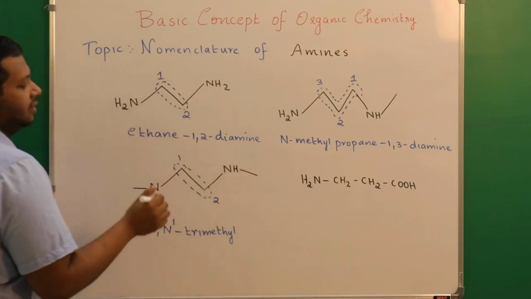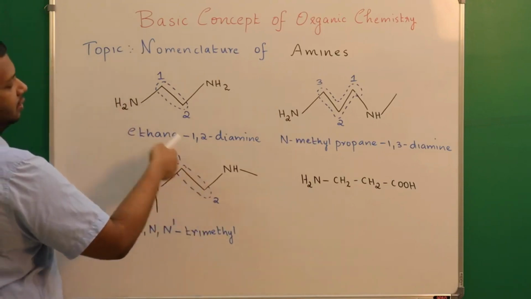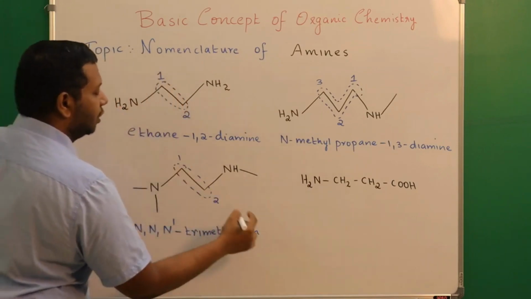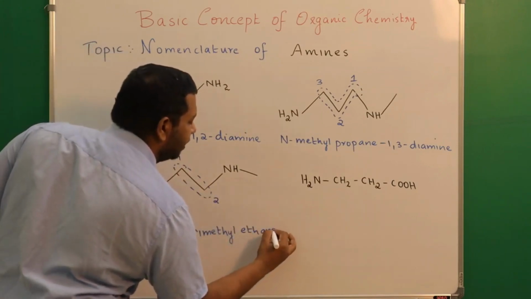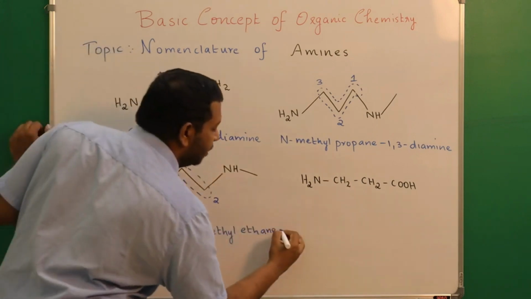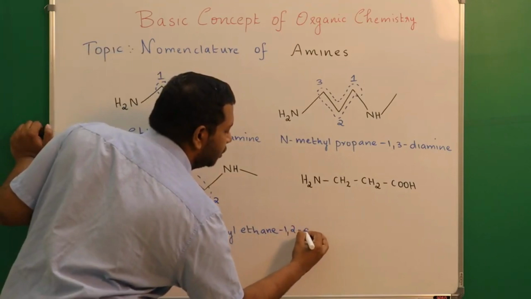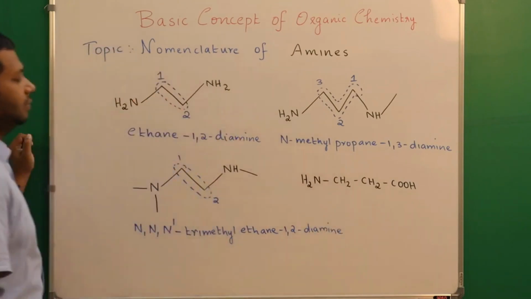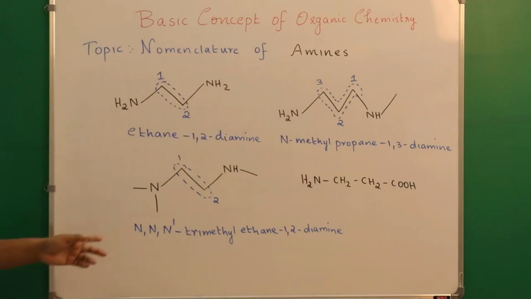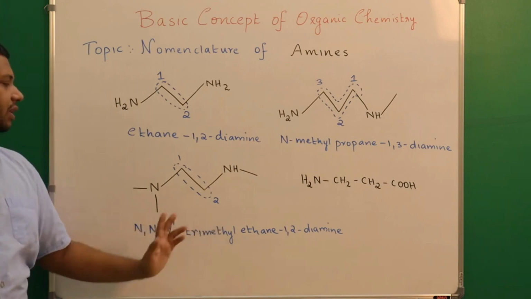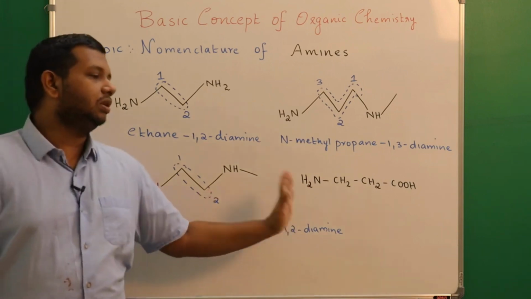Trimethyl. Again the same thing. How many word root? Tell me 2. So I say eth. They are connected through single bond. So we say ethane. Correct. At position 1 and 2, 2 amino groups. So ethane 1, 2 diamine. Understood? So N, N dash, trimethyl ethane 1, 2 diamine.